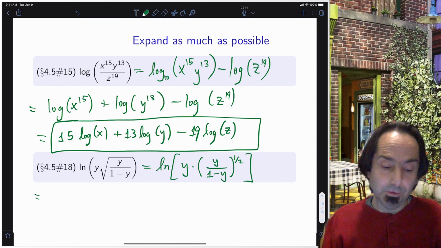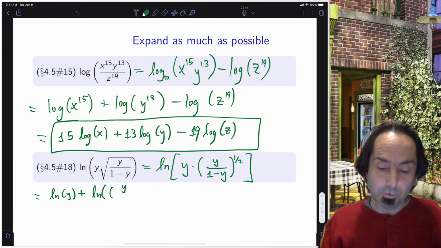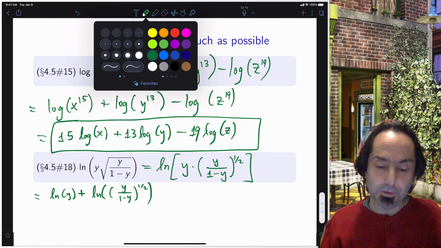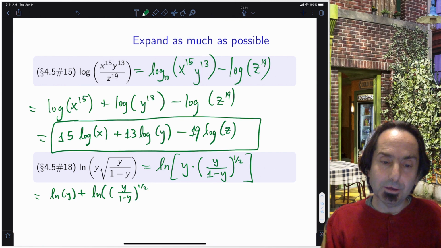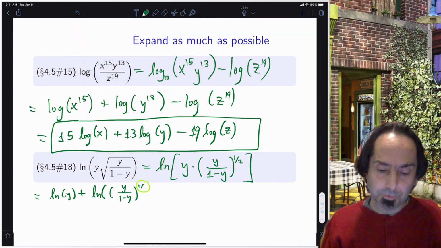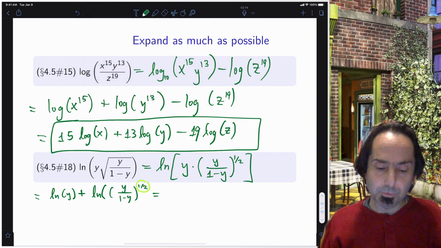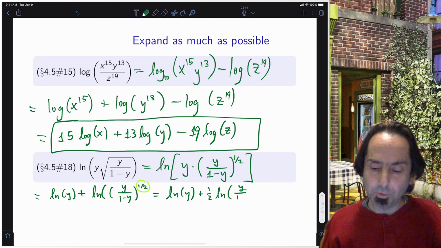And so we can use the product rule. This is the natural log of y plus the natural log of y over 1 minus y, everything to the 1/2. And it's this exponent that pops out. Where's the exponent? It's there. And so this equals natural log of y plus 1/2 natural log of y over 1 minus y.